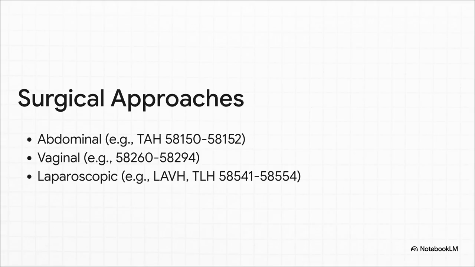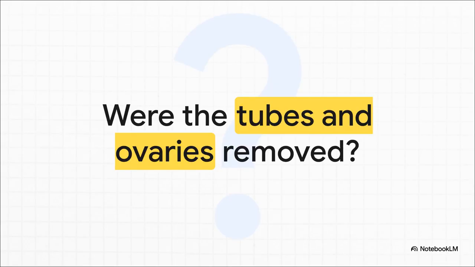But wait, there's more. You also have to hunt for critical modifying factors in the notes. A huge one is uterine weight. You need to know, was it 250 grams or less, or was it greater than 250 grams? Once you've nailed down the approach and the weight, you have to ask one more critical question. Were the fallopian tubes and ovaries removed too? That's what we call a salpingo-oophorectomy. If the surgeon took the uterus, and the tubes, and the ovaries, you absolutely need the specific code that bundles all of that work together. You can't just use the code for the uterus by itself.